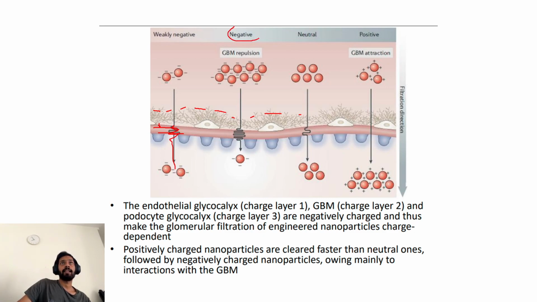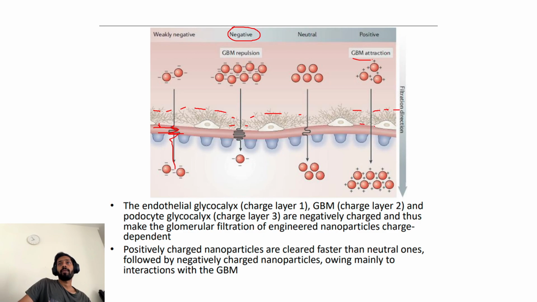But if a particle is negatively charged, you see the amount of time it takes for the clearance is much higher because the entire GBM membrane is negatively charged. So the particle takes a lot more time to get cleared from the kidneys. So the circulation of the particle is a lot more. If it's neutral, it will take a moderate amount of time, but if it's positively charged, there is a lot of GBM attraction because this is negatively charged again, remember?